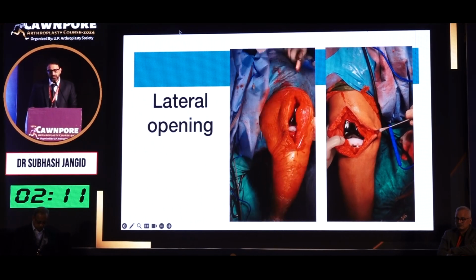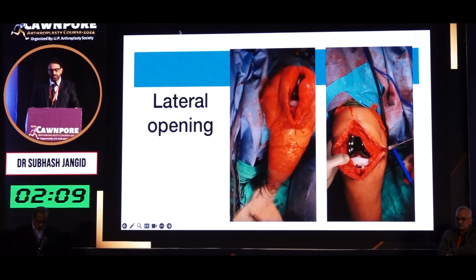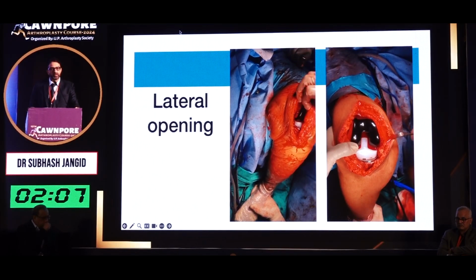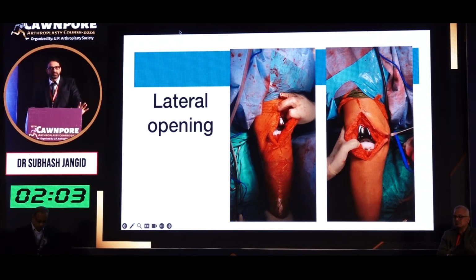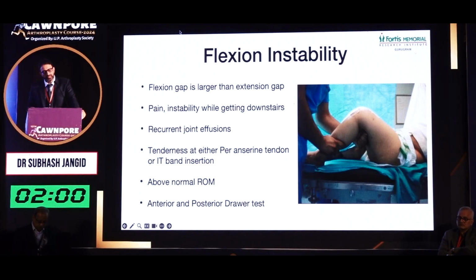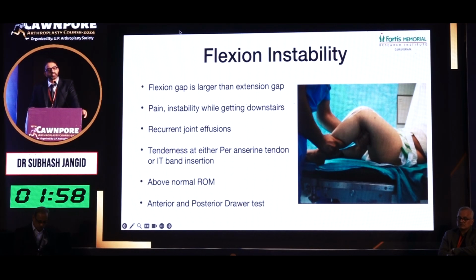So we released more and put a thicker poly, and then the knee is properly balanced on the right side of the video on your screen. So you should not leave them on the table. That's very, very important. Now, flexion instability: the flexion gap is larger than your extension gap.